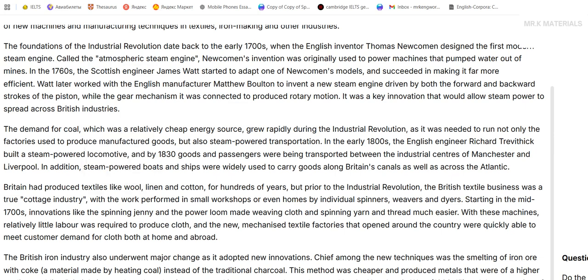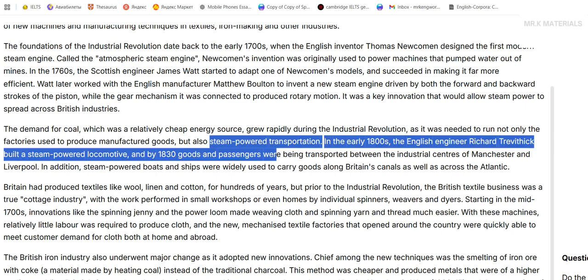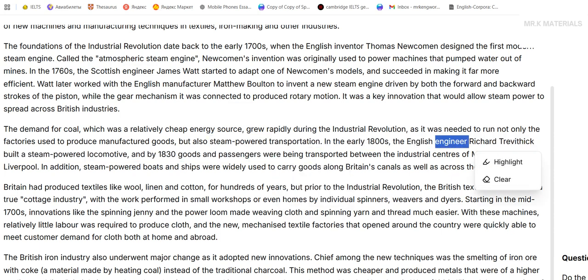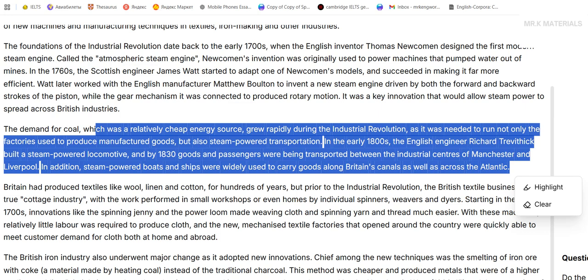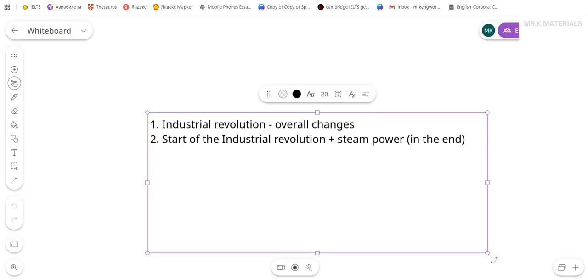So again, when we say coal, it's kind of about steam power. Steam power is about trains, about anything that uses coal. So again, it says steam power, understand. So they did something with the steam power. Locomotives, which means trains. What did they use? Steam power boats. So this paragraph is wholly about steam power, fully about steam power. Okay, this is steam power.